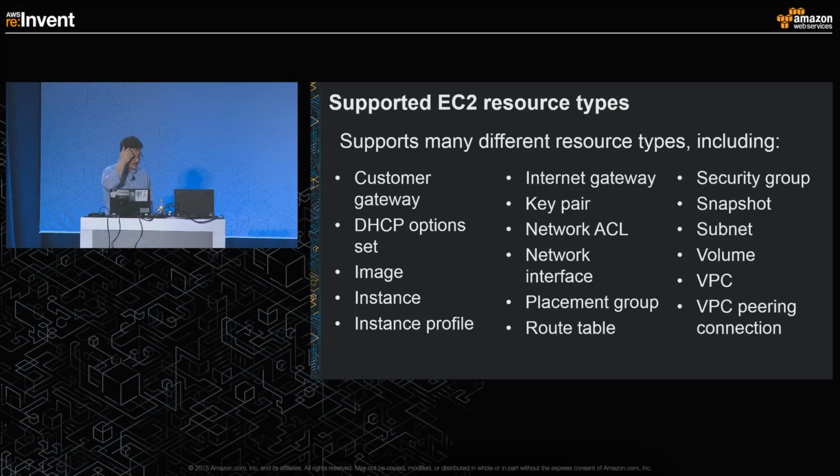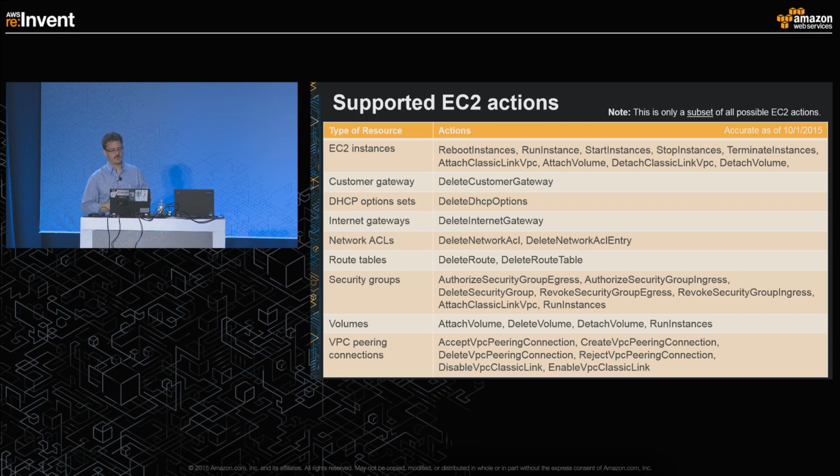Now the key with EC2 resource permissions is that it supports a lot of resource types, but not all of them. There's a part of the documentation that has a table, and I literally open that up in one window when I'm creating policies for EC2. Here's the list of resource types that it supports, along with all the supported actions.